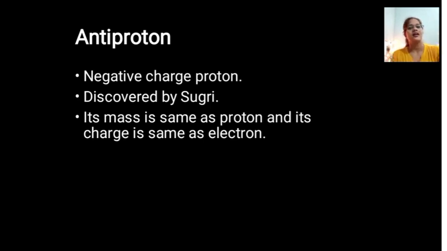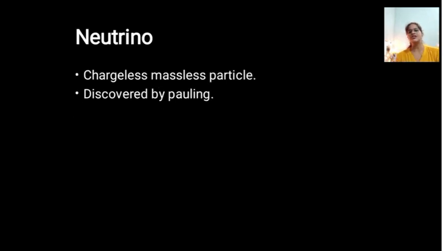Next is the neutrino. The neutrino is a chargeless, massless particle. It was discovered by Pauli. It doesn't have any charge and it doesn't have any mass, so it's a chargeless and massless particle.